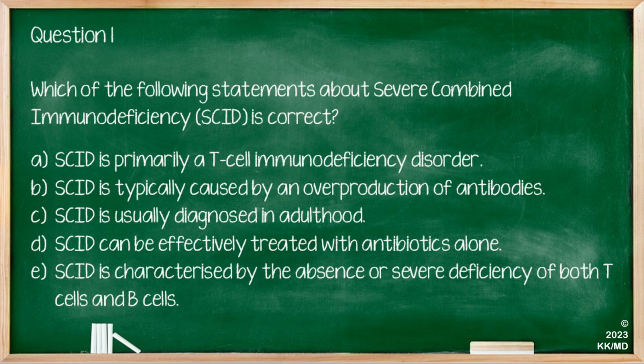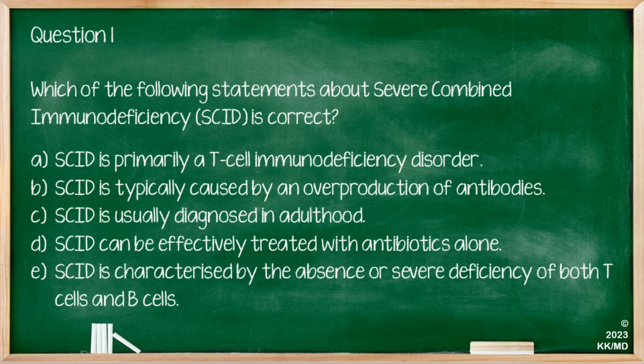Which of the following statements about severe combined immunodeficiency or SCID is correct? A, is primarily a T cell immunodeficiency disorder. B, is typically caused by an overproduction of antibodies. C, is usually diagnosed in adulthood. D, can be effectively treated with antibiotics alone. E, is characterized by the absence or severe deficiency of both T cells and B cells.